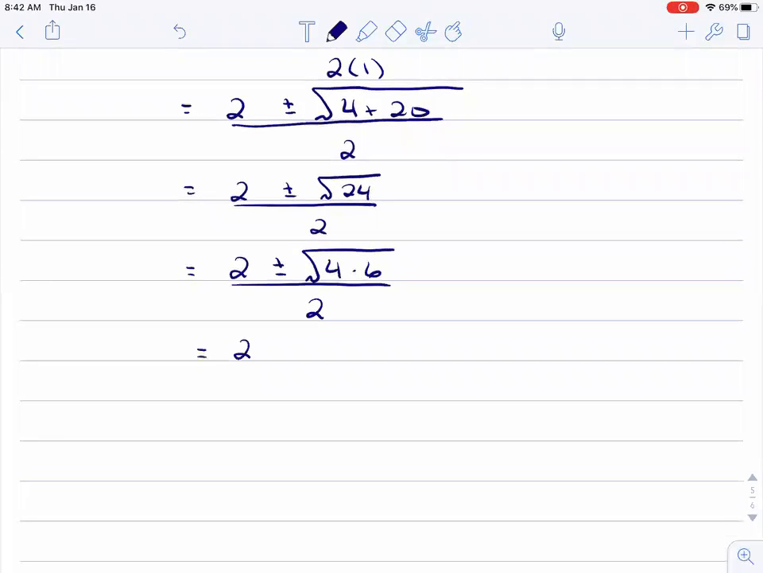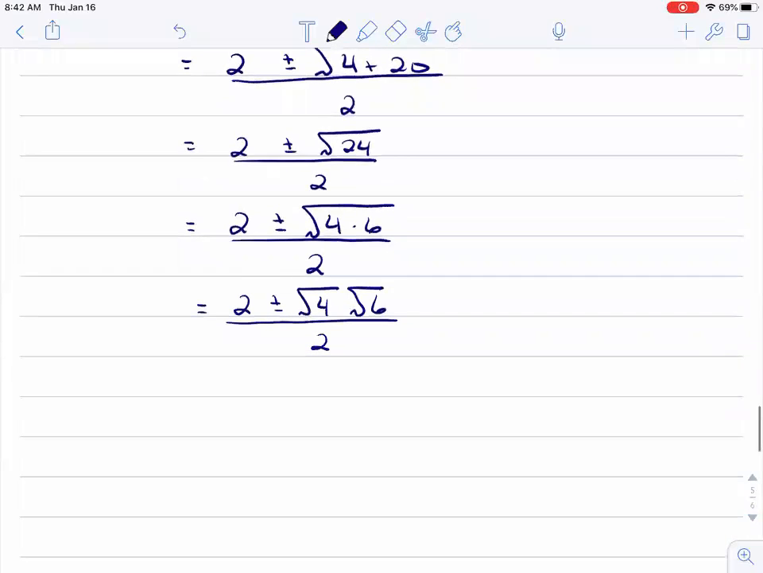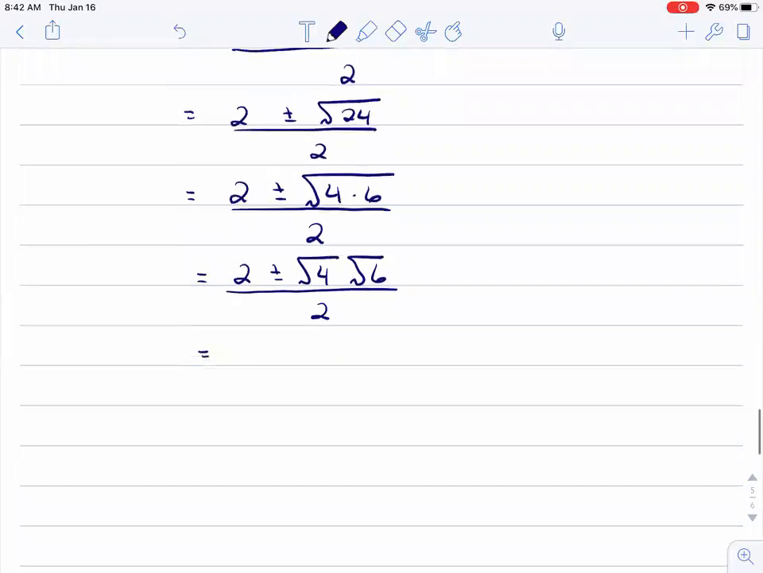So I get 2 plus minus the square root of 4 times the square root of 6 over 2, showing a lot of steps here, right? But I want you to see where I'm coming from. And then I get 2 plus minus 2 root 6 over 2.